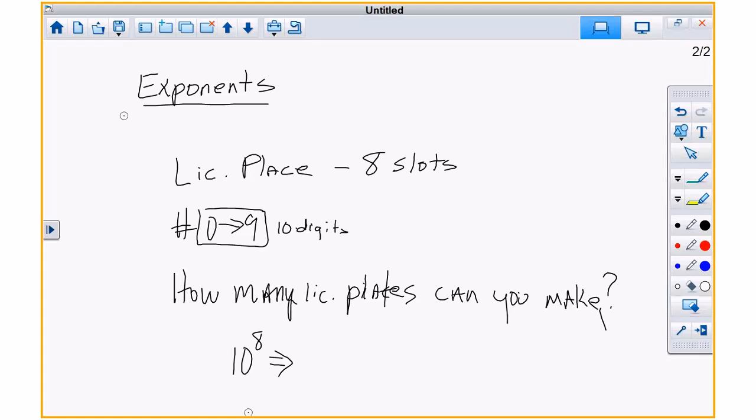All right? How many license plates? Somebody give me that number. 100 million.